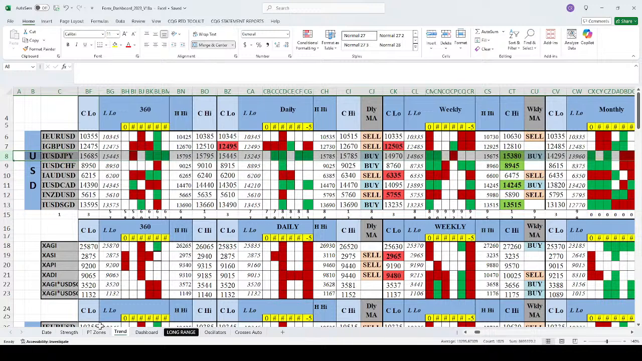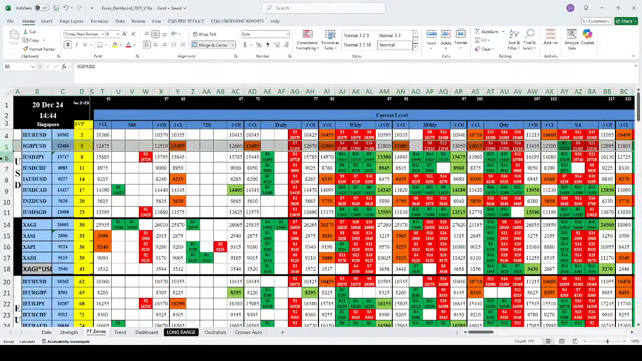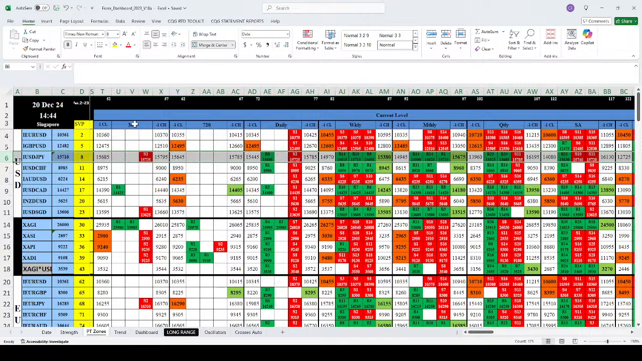Now let's see the PT zones. Your 360 is telling us the market is weak. Your 720 is flat, and daily is showing a strong buy with one weak sell. So if you are going for a buy, we should be looking to buy near 360 SL2, or daily SC2.